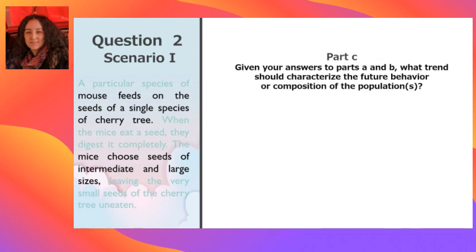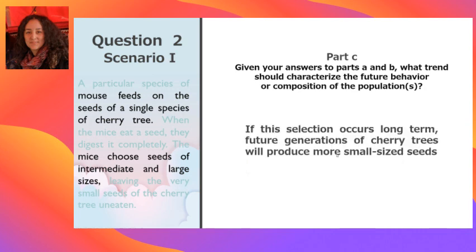So part C, given your answers to A and B, what trend should characterize future behavior or composition of the population? Okay, so if selection occurs long term, future generations of cherry trees would produce more small seeds.